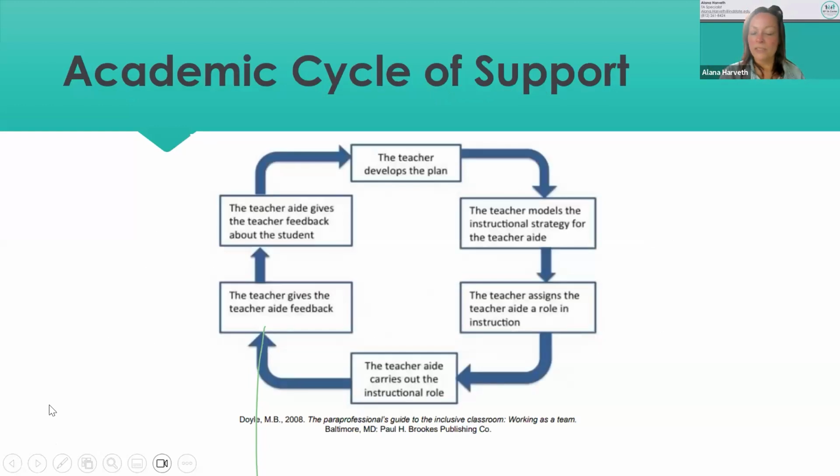So the academic cycle of support: this is when the teacher develops the plan, and the teacher models the instructional strategy for the teacher's aide, or the IA. The teacher assigns the teacher aide a role in instruction. The teacher aide carries out the instructional role. The teacher gives the teacher aide feedback, and the teacher aide gives the teacher feedback about the student. It kind of just is a cycle. And this is what I would always do.